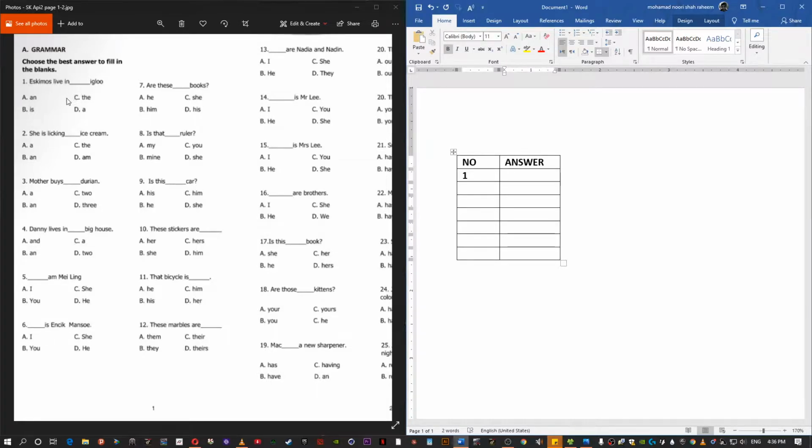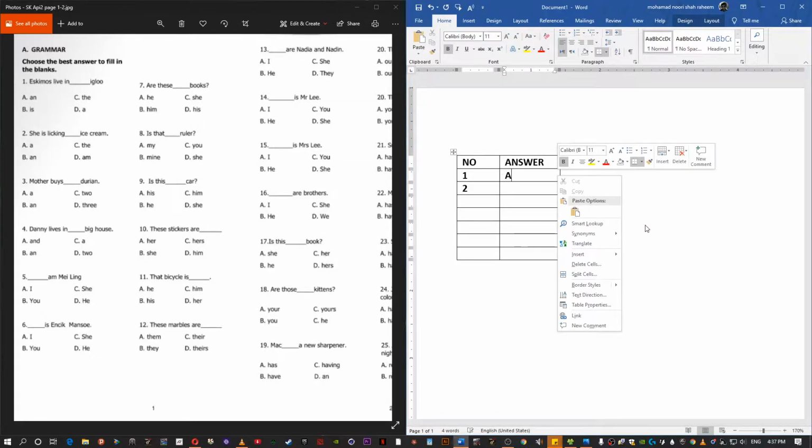And igloo ni merupakan ayat yang umum. Macam ayat dalam soalan sebelum ni, a teacher must be a knowledgeable and patient person. Maksudnya seorang cikgu tu mestilah menjadi seorang yang sabar dan berpengetahuan. Sama lah, so seorang Eskimo dia tinggal di dalam igloo. So is it a or an? The clue is igloo, right? When you say igloo, it starts with the sound of E. Okay, it is the sound of a vowel E. So an. That's it. The answer is an. Jawapan number 1, A. Alright.